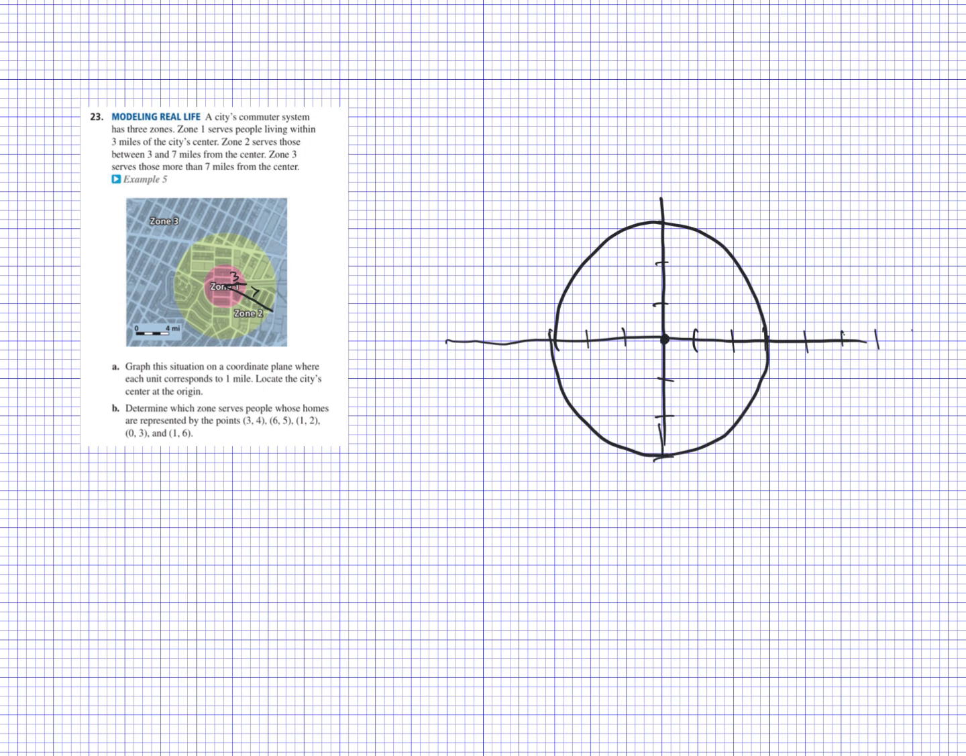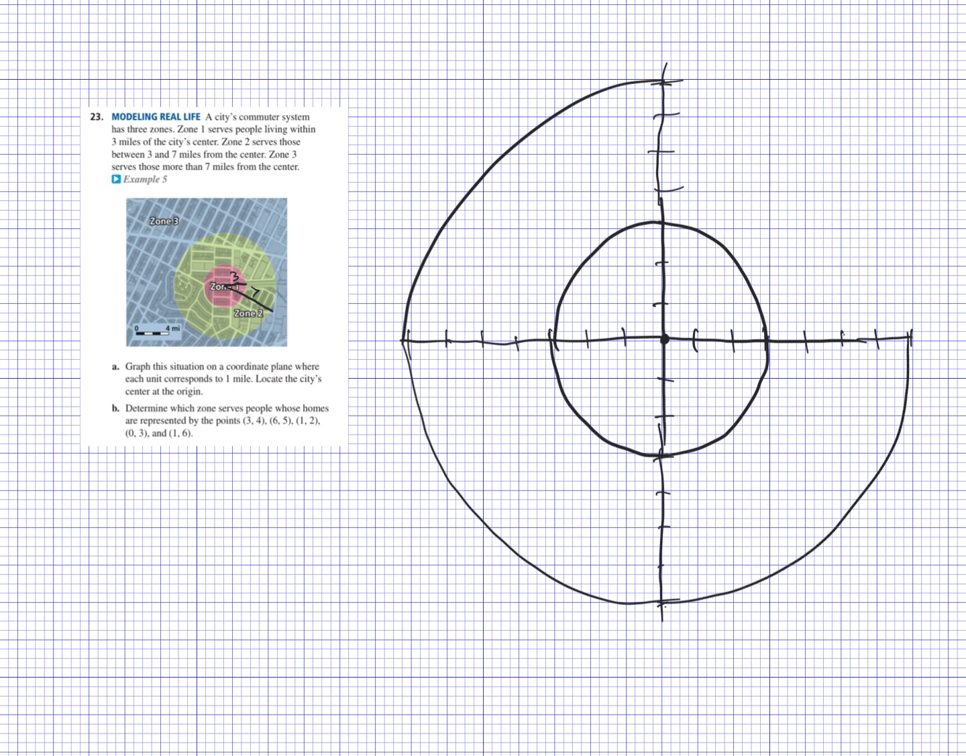And then we go out to 7: 4, 5, 6, 7, in each direction. This is a little harder to draw, easier if you're using a nice little hinge. That's zone 2. And then zone 3 is on the outside of it. Anything outside of that is zone 3. So zone 2 and zone 1.